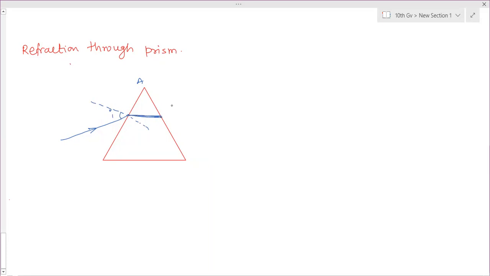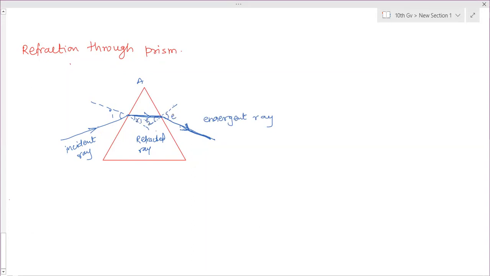Then at this boundary, again the normal. And it will bend now. It is moving from denser to rarer, so it will bend away from the normal. This is the reason it bends downwards. The light ray bends downwards. So this is the incident ray, this is the refracted ray, and this one is the emergent ray. This is I, this is R1, this is R2, this is E.